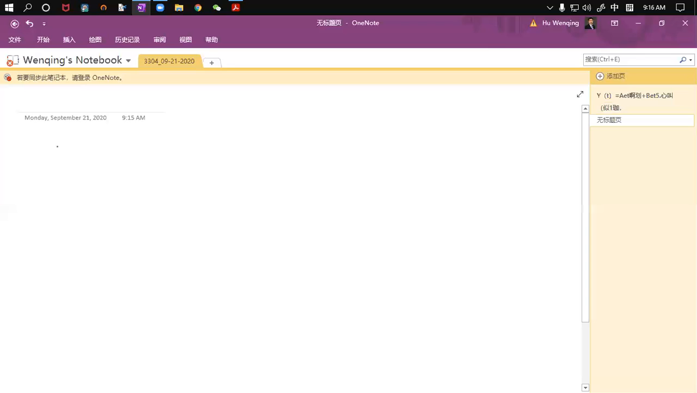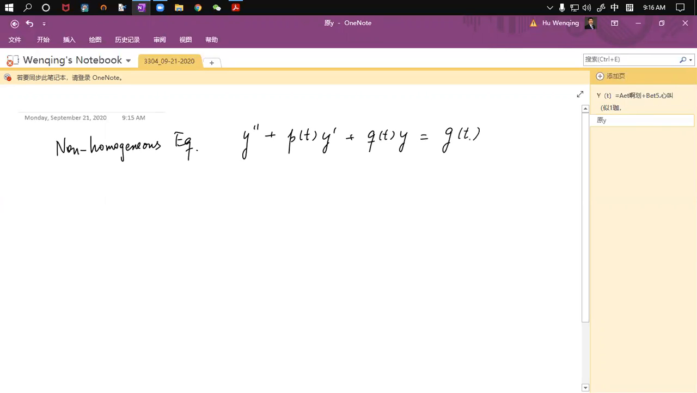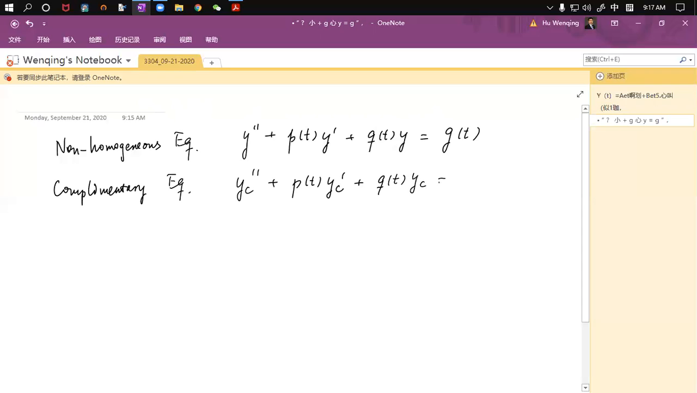What we are facing is the non-homogeneous equation, y'' + p(t) y' + q(t) y = g(t). Now, you first want to do the complementary equation, y_c'' + p(t) y_c' + q(t) y_c = 0. That's the complementary equation. With the complementary equation at hand, you find the fundamental solutions.